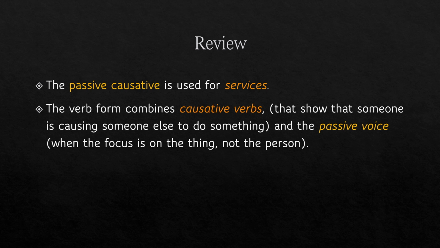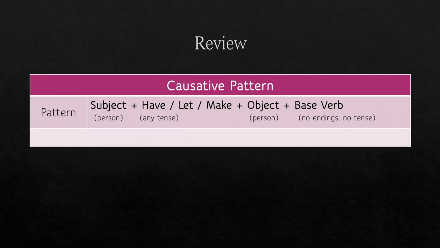So here's the pattern we use for causatives. You have the subject, which is the person, plus have, let, make, or any of the other causative verbs, plus the object, which is also a person, plus the base verb. The base verb, remember, is the verb with no endings. It shows no tense. An example is, Mr. Jones had the mechanic fix his car.